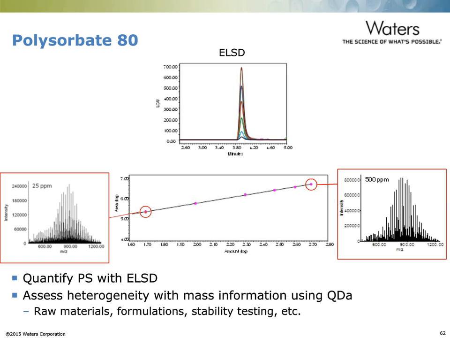In addition, by setting the system up as a split flow where some of the flow goes to the ELSD and the remainder of the flow goes to the Acuity QDA, for each of the points across that calibration curve, we can get meaningful mass information to understand the heterogeneity of the detergent. That allows us to not only address the heterogeneity of the detergent within the formulation, but also potentially to assess raw material heterogeneity and be useful for things like stability testing to look at the impact of the detergent. Has the mass profile or the identity of the polysorbate changed, not only its concentration?